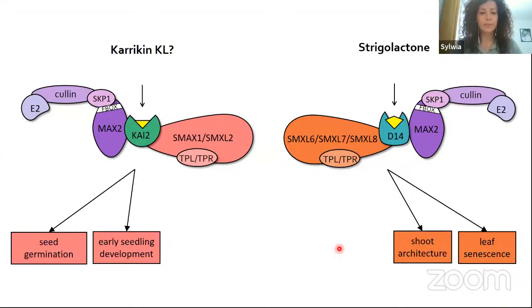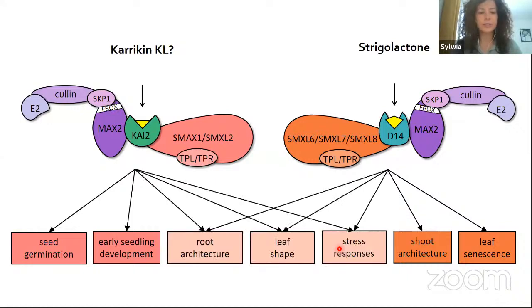There are also several plant developmental features for which both pathways are important, and they have interplay. Those include root architecture, leaf shape, and stress responses. So as you can see, it's very difficult to talk only about the strigolactone pathway without mentioning the other one. And the goal of my project was to discover the novel players in strigolactone signaling pathways. So what are the proteins that are acting downstream of SMXL6, 7, and 8, or what are the proteins that are controlling them?